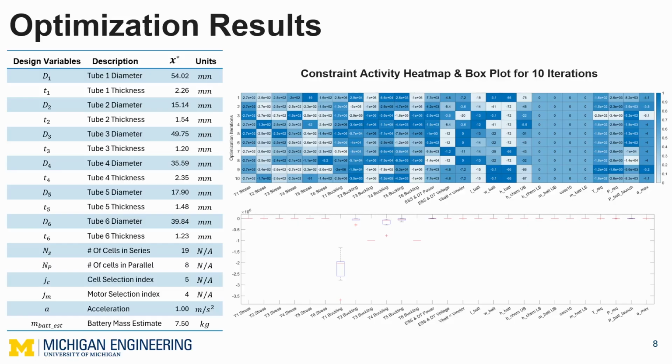Both the heat map and the box plot of the constraint activity are shown on the right-hand side of this slide. It appears that the constraints of the most variation are the frame buckling constraints, which we expect as this requirement is likely more stringent than required, but was included for thorough structural development of the frame.